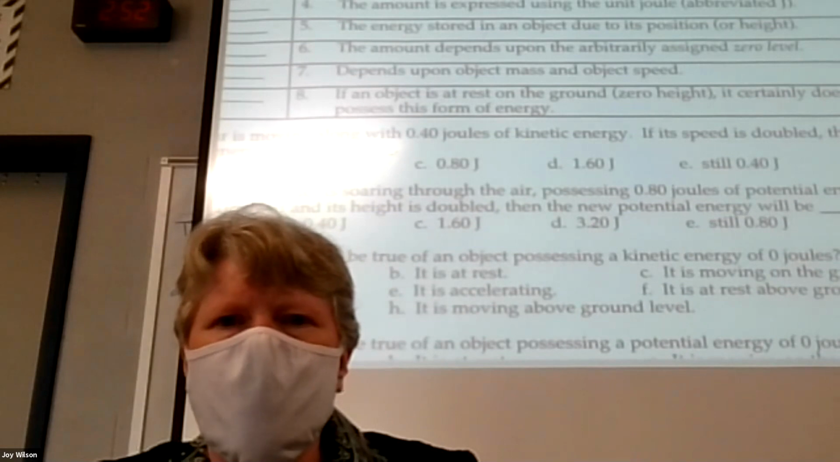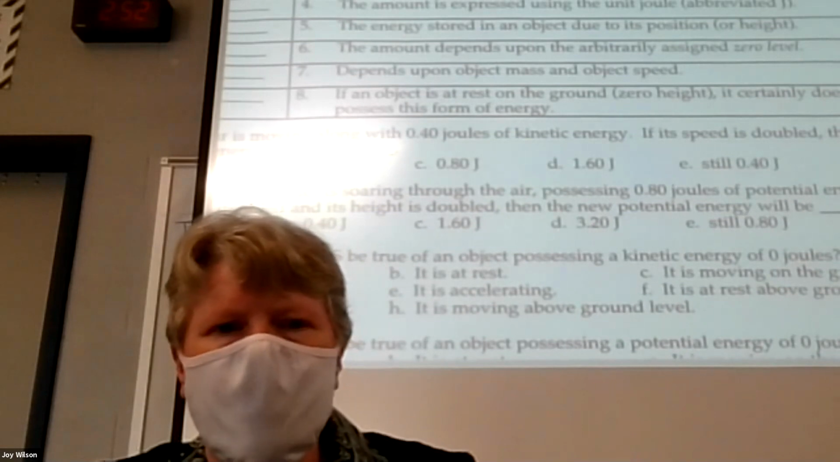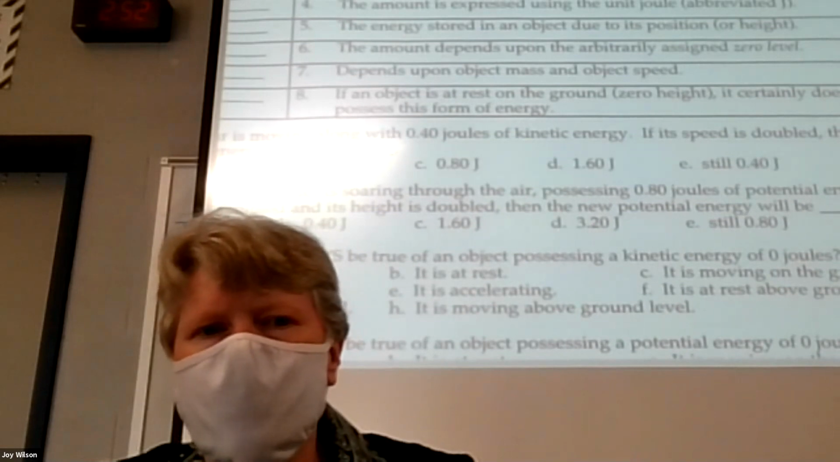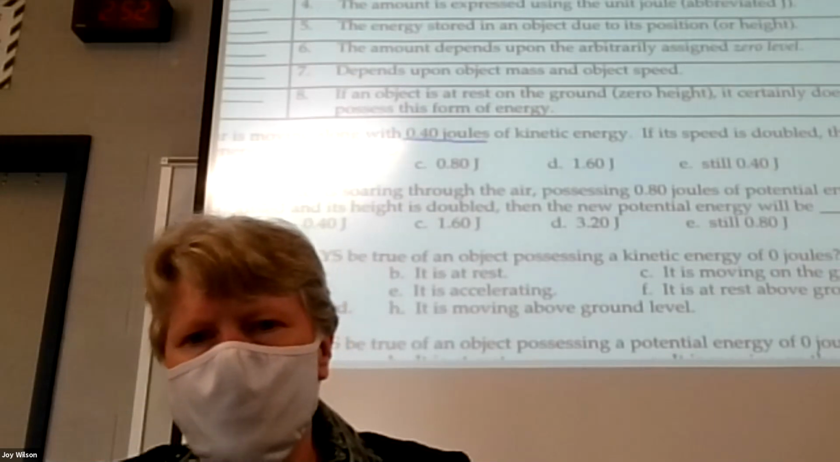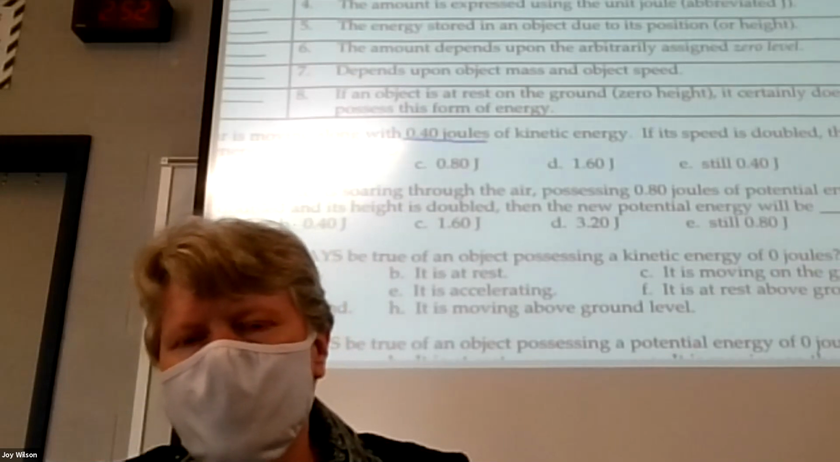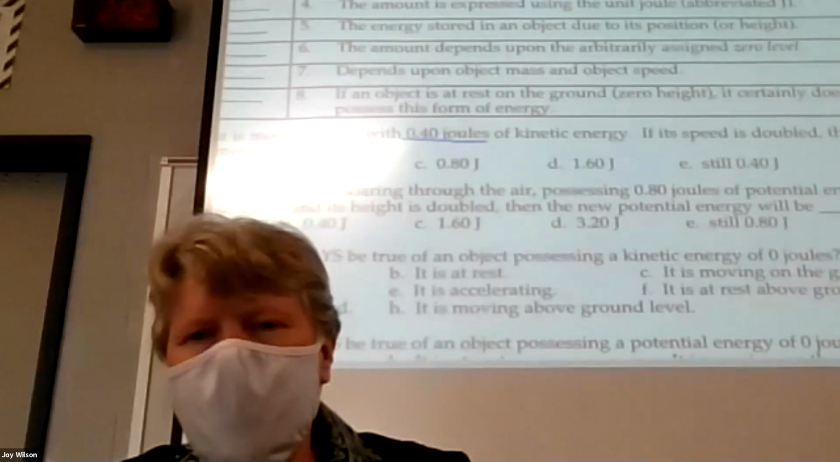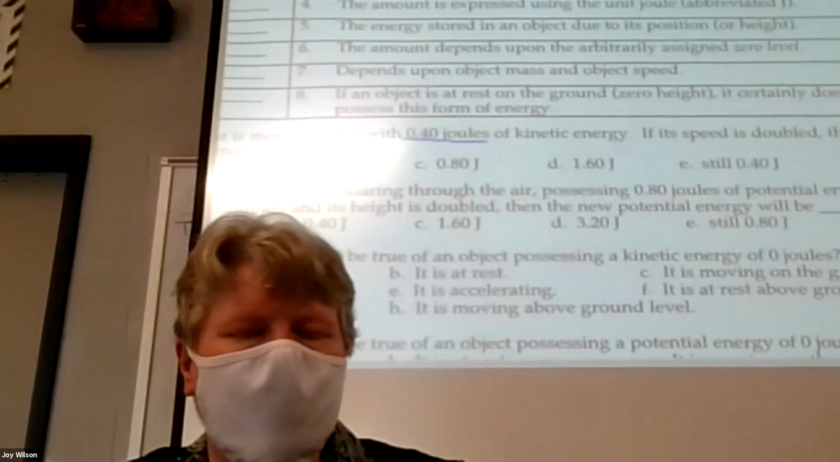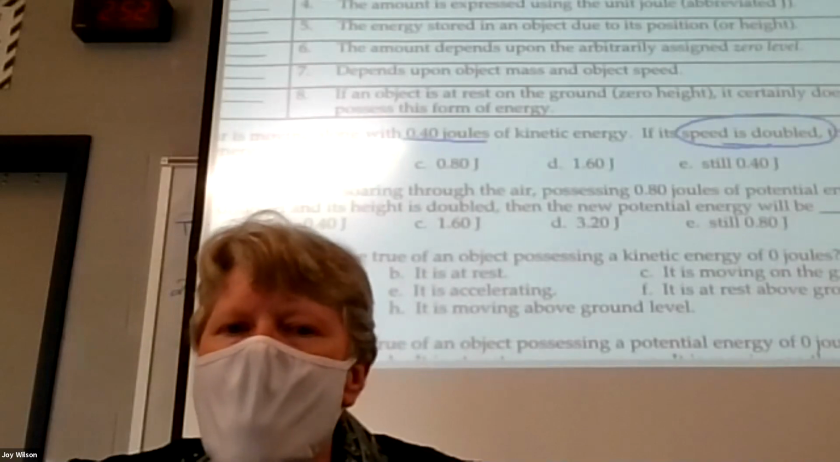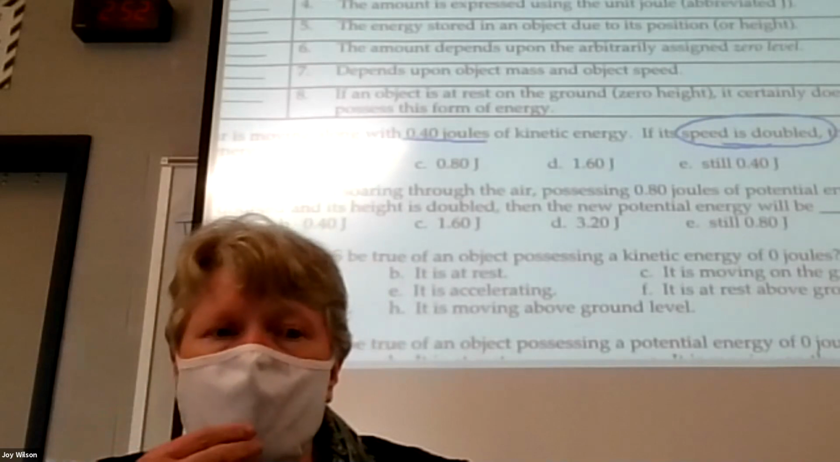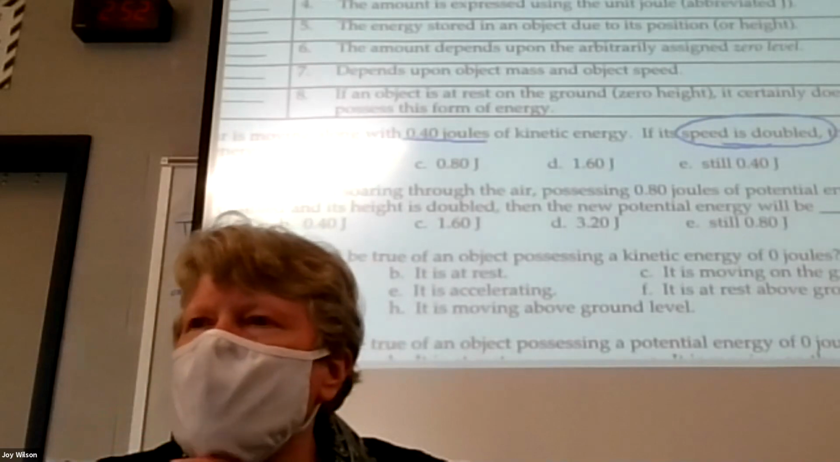So in this problem, we are told that we have kinetic energy 1/2 mv squared, and they tell us our toy car is moving with 0.40 joules. And what do we do with our toy car? We're going to do what we did with the glider a minute ago. We're going to double the speed.